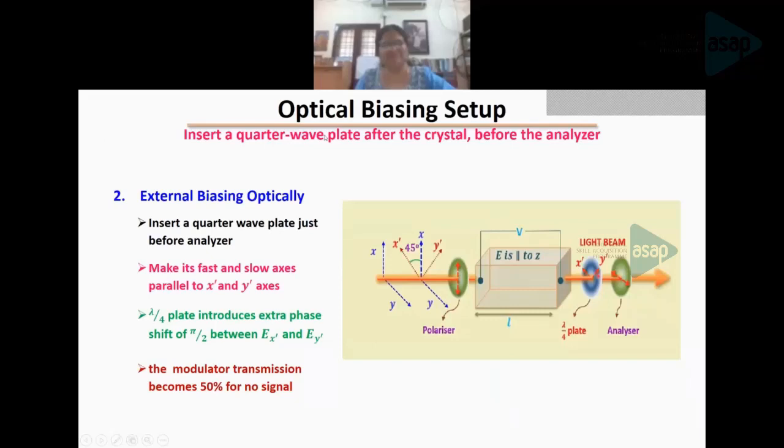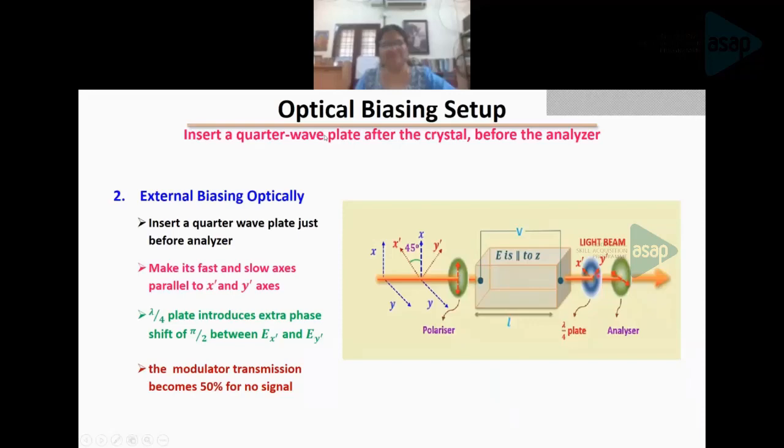So the fast axis is X prime and the slow axis is Y prime. What this quarter wave plate does is introduce an extra phase shift of pi by 2 between Ex prime and Ey prime, the orthogonal components of the electric field that is emerging from this crystal. So it introduces an extra phase shift of pi by 2 here. It will give a modulated transmission of 50%, even for no signal. We will see that.